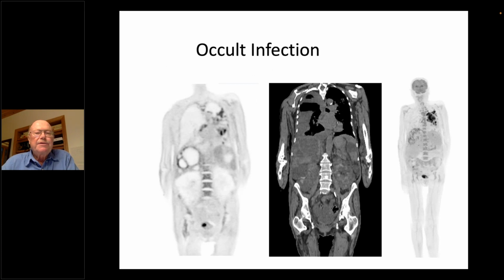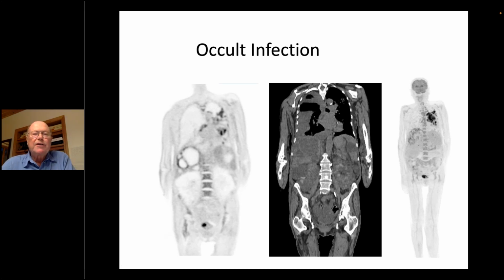So what do we use it for? It's certainly the procedure of choice for infection of unknown origin or fever of unknown origin. It's quick and easy, and the results are available in a matter of hours. And here you see a case with pneumonia and a patient with multi-cystic disease of the kidneys and liver and some infected liver cysts.